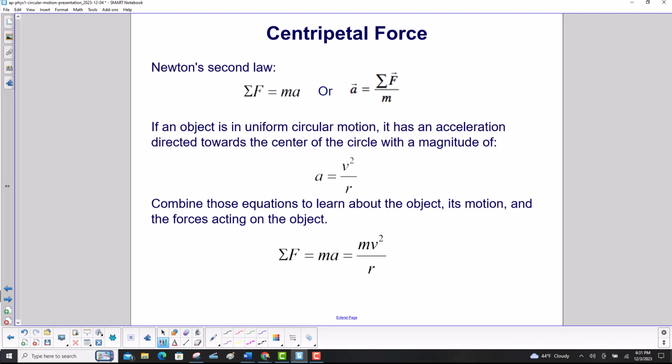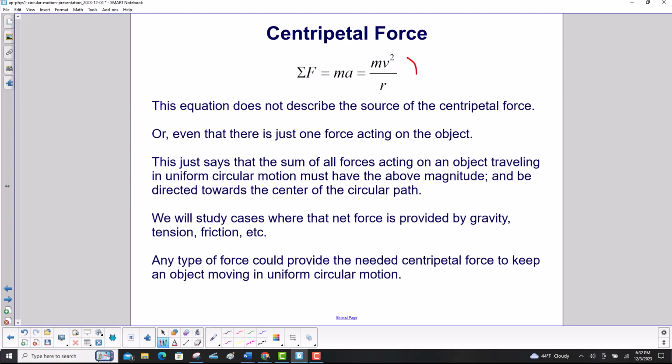Newton's second law again. Sum of the forces is ma, or the acceleration is the sum of the forces over m. If an object is in uniform circular motion, it has an acceleration directed towards the center of the circle with a magnitude of v squared over r. Combine those equations to learn about the object, its motion, and the forces acting on the object. So the sum of the forces is ma, that equals mv squared over r for uniform circular motion.